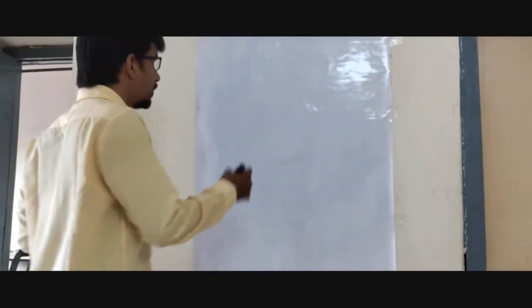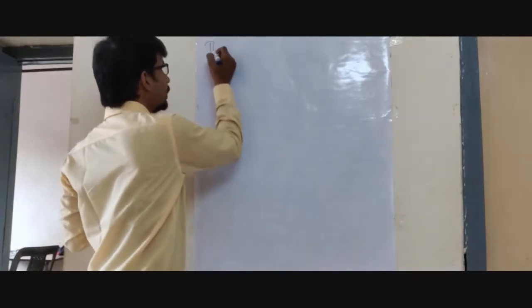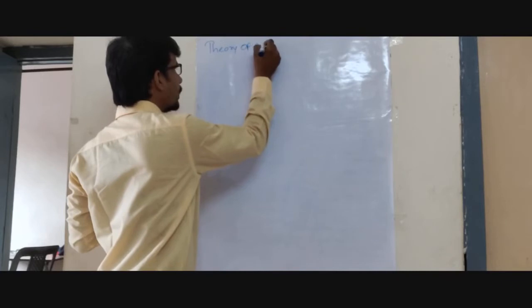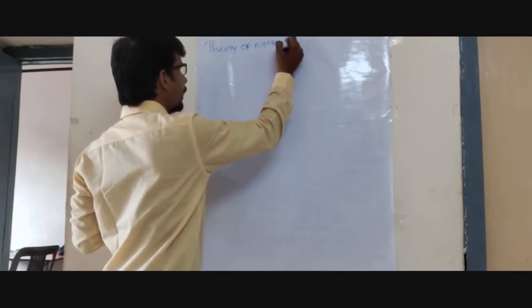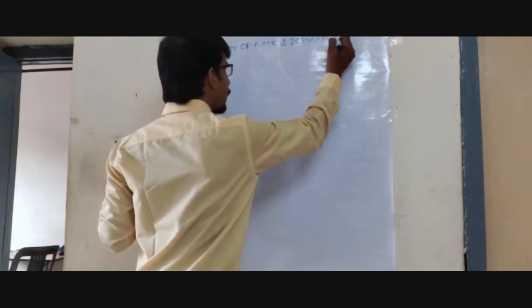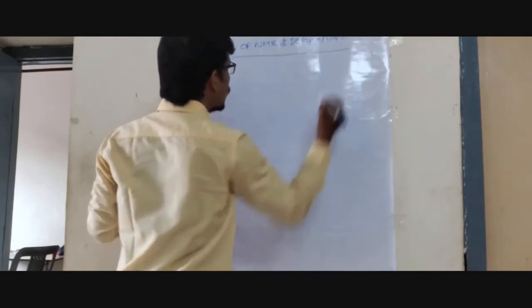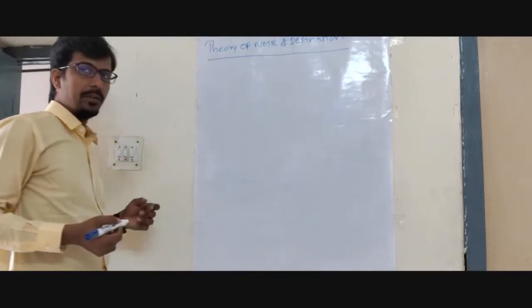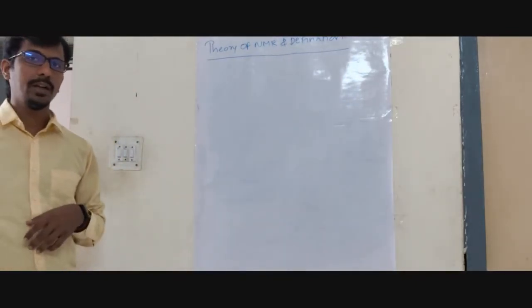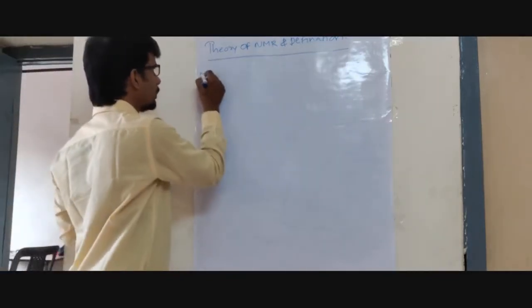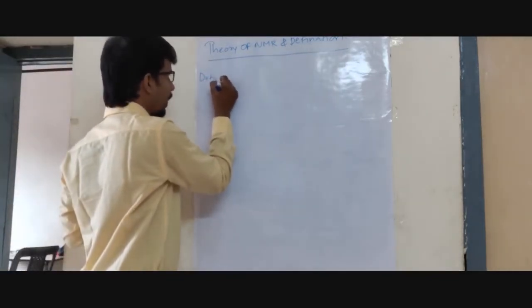Now we will try to discuss the theory of NMR and definition. So what is the theory of NMR? Nuclear magnetic resonance. We will know that it stands for nuclear magnetic resonance. So definition. Please remember, definition is very important.